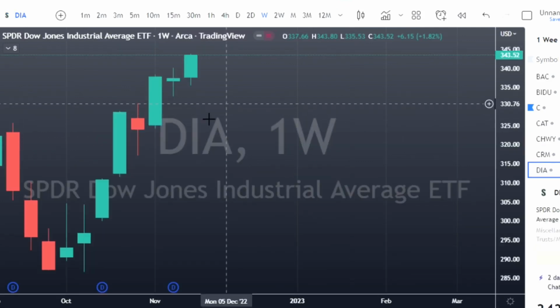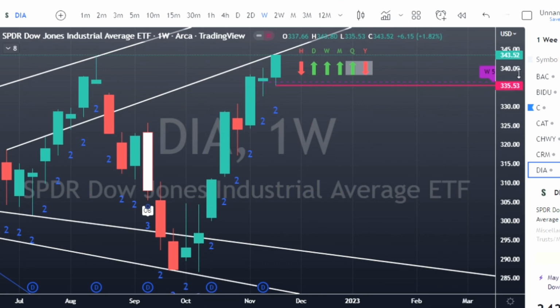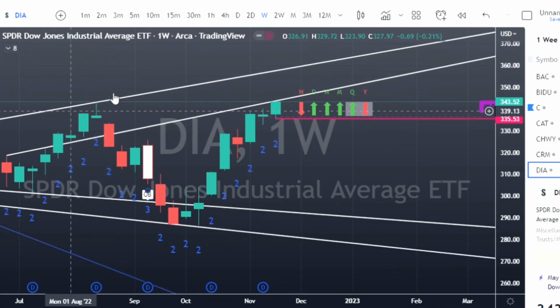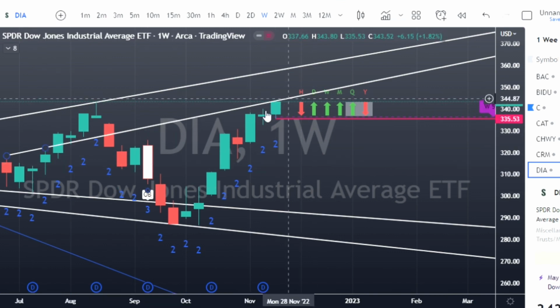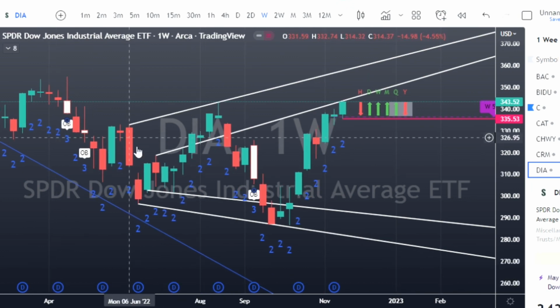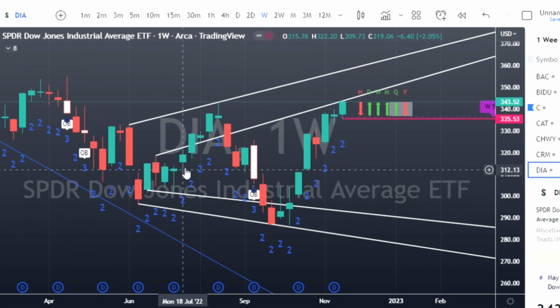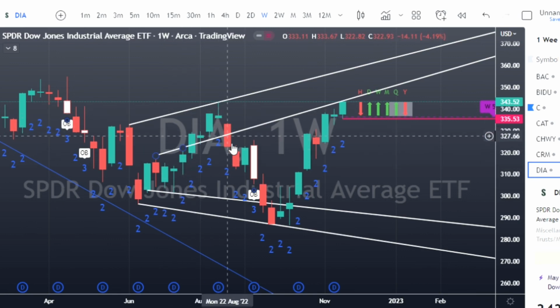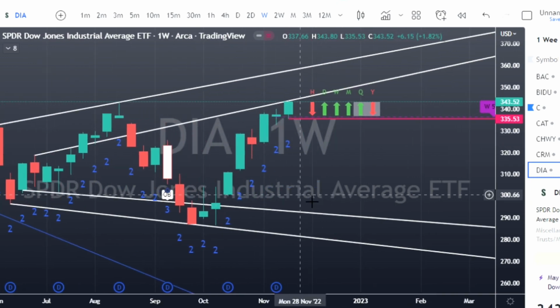DIA, the diamonds. Okay, so DIA, a couple broadening formations. Here's a bigger one, and then a broadening formation within a broadening formation. We are at the top of it. So if we zoom out to see how this thing played out, highs to lows, to highs here, back down to the lows, back up to the highs here, all the way down to the lows, back up to the highs. Okay, so now that we've tagged it, are we coming down to the bottom here, or are we going to break up to the top?